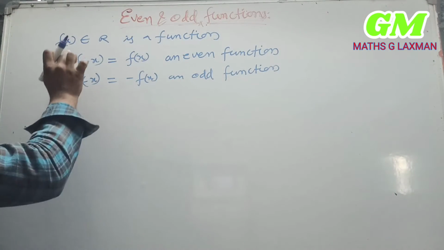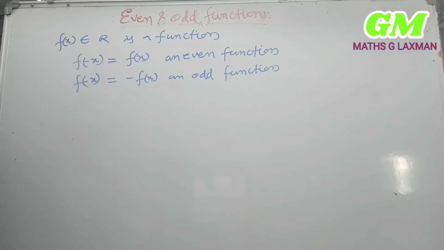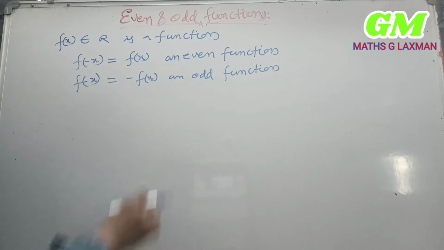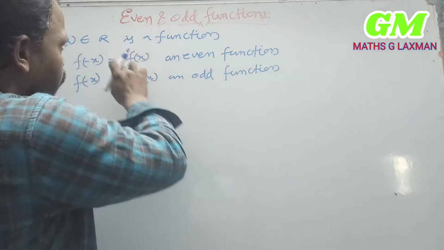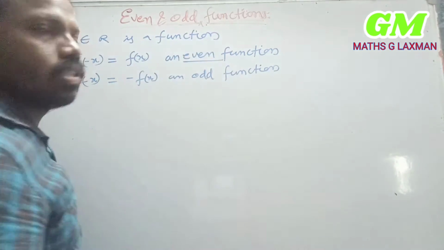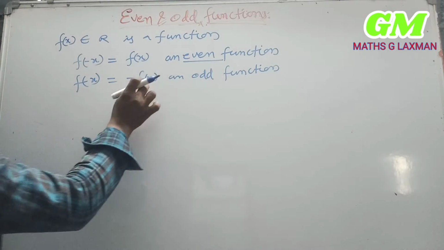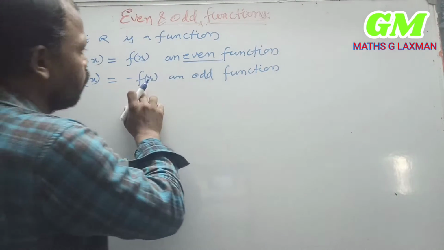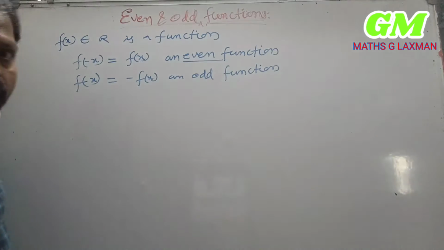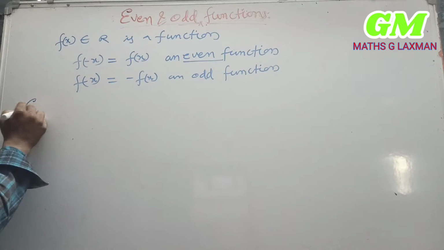So in place of x in a function, if you substitute minus x and the resulting function is f of x, then we call it an even function. If the resulting function is minus of f of x, we call it an odd function. So let us see some examples.